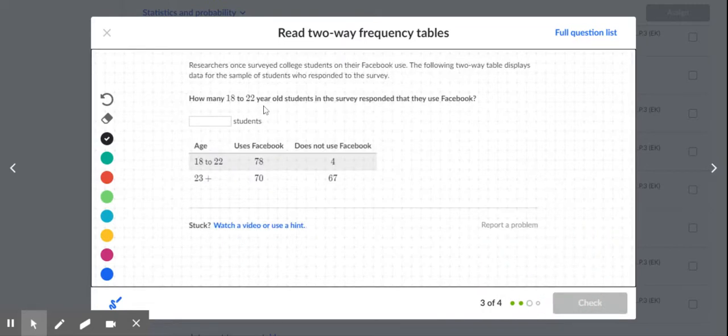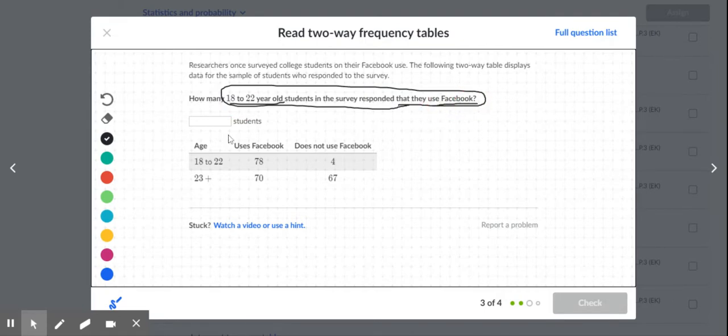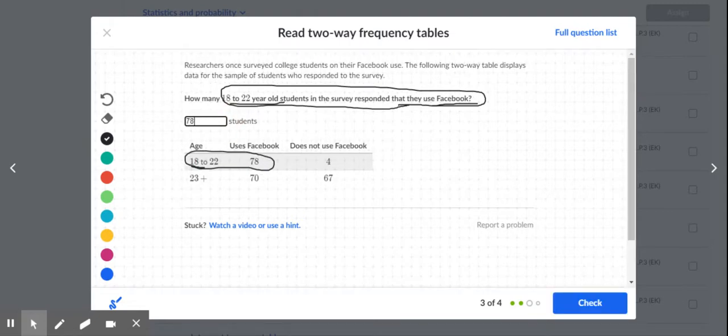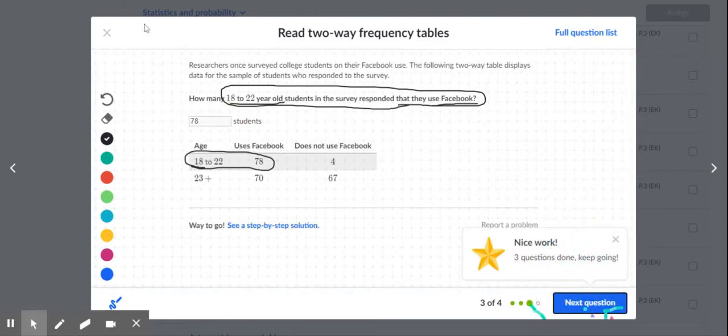How many 18 to 22-year-olds in the survey responded that they use Facebook? So now we have two things, two identifiers. They have to be 18 to 22, and they say they use Facebook. 18 to 22 and use Facebook. Right there. So this is just one item. We don't have to add anything.